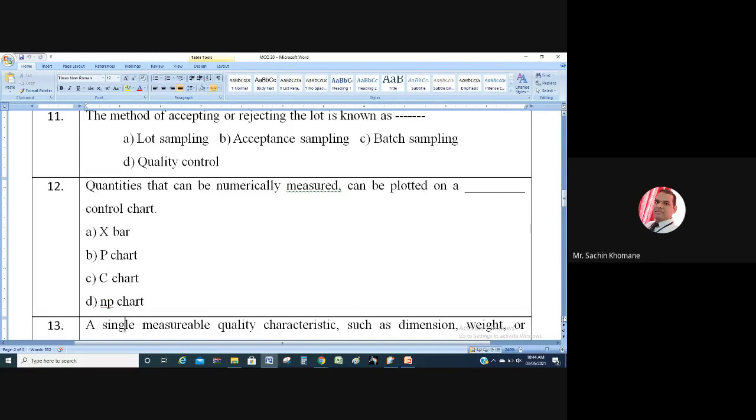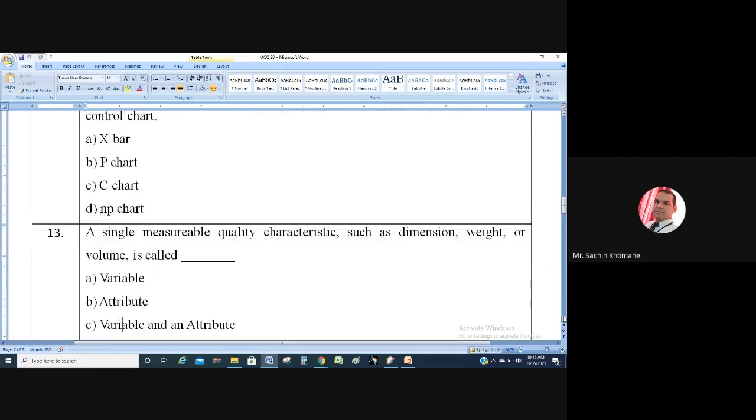We had seen examples: length, volume, weight, pressure, temperature. Such things you can measure numerically, right? So on which chart can they be measured? We have seen the first chart in our discussion. So X bar chart. P charts we generally use for percentage defective, right? So the answer is A, that is X bar.